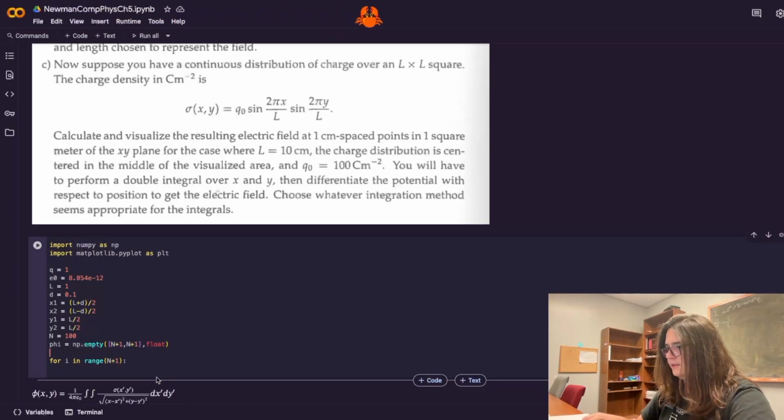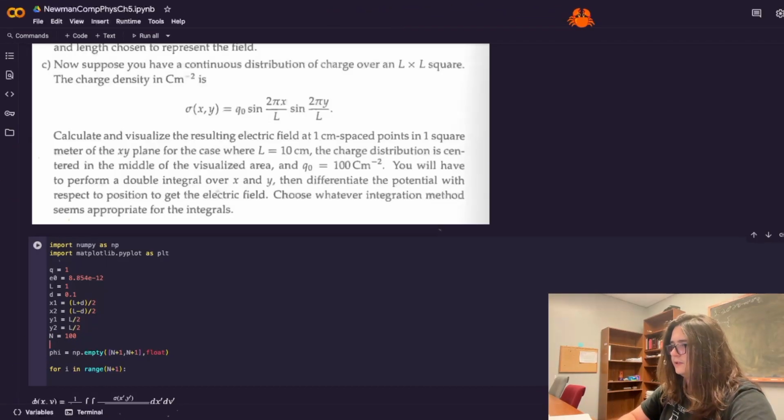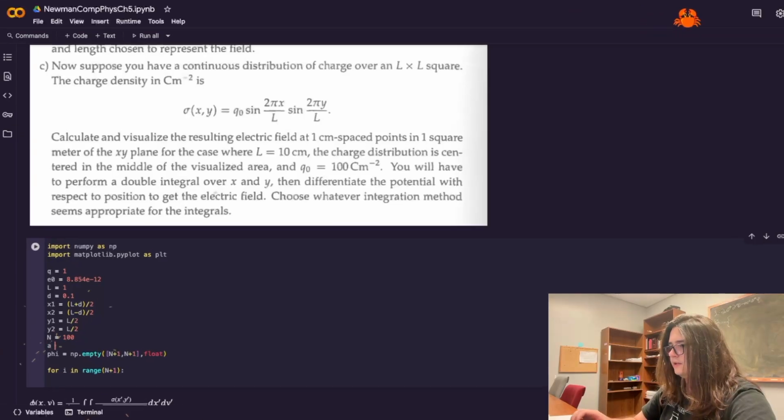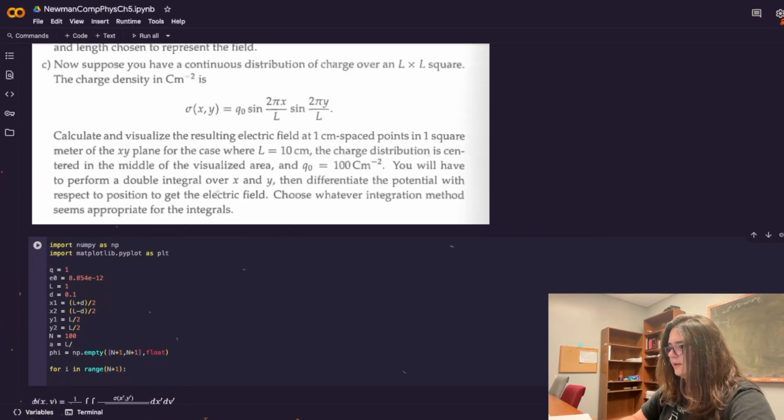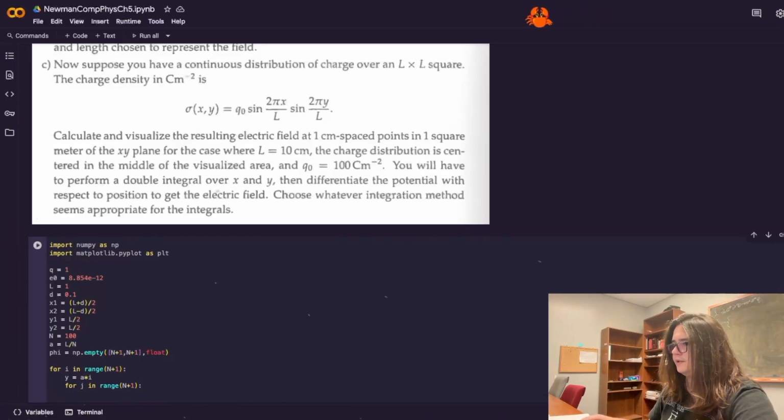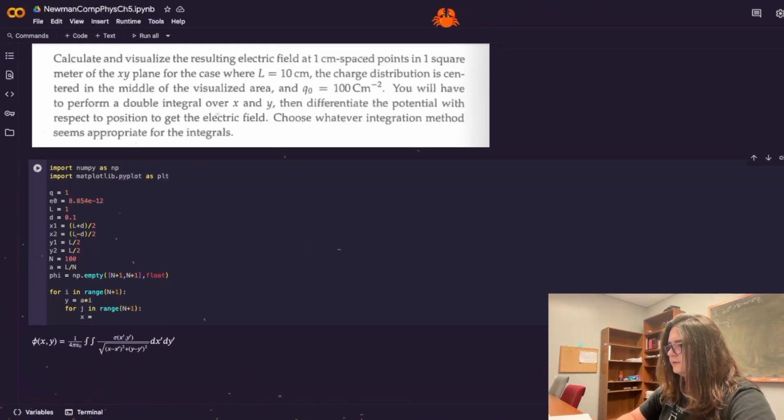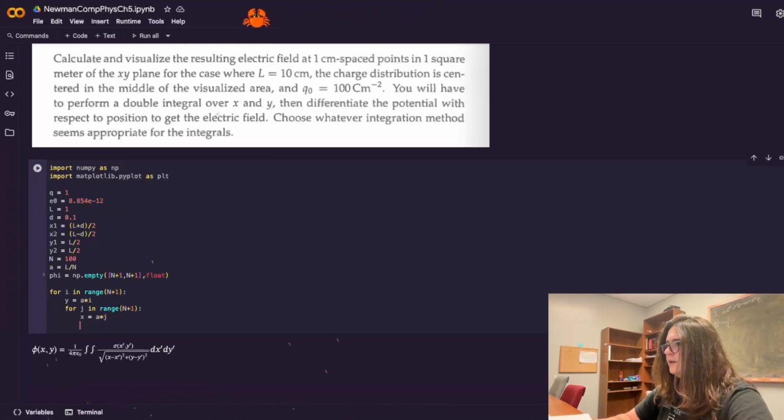The separation between each of the grid marks that we're going to be looking at is the length of the box divided by however many slices we're doing. So the y coordinate for this is going to be a times i, right? And then we can loop over j as well, in range n plus 1. And here we can say x equals just a times j, right?